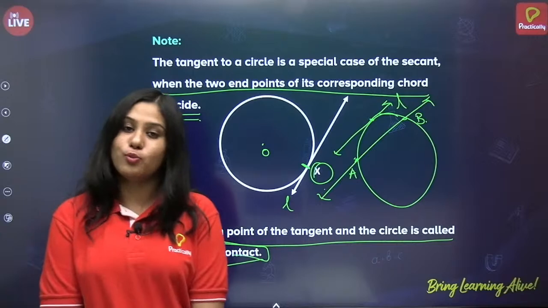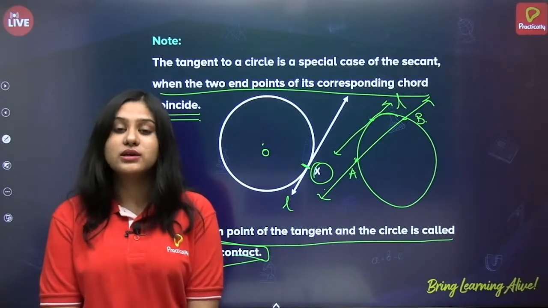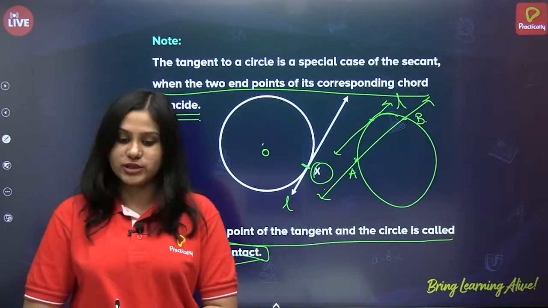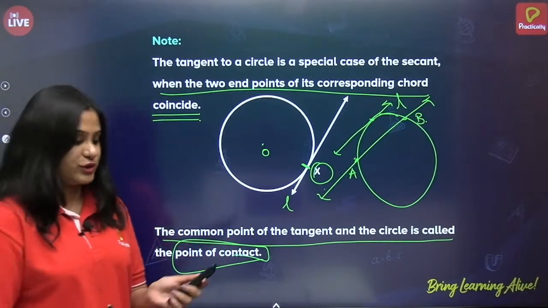Very good. At 2 points. So, yes, diameter intersects. If I extend the diameter, it cuts the circle at 2 points. Very good. Good, good. Correct. Next.